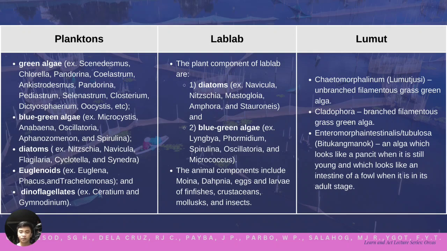For the lumot, we have three kinds: the Chaetomorpha linum, the unbranched filamentous grass-green algae; Cladophora, the branched filamentous grass-green algae; and Enteromorpha intestinalis tubulosa, or what we call bitukang manok. This is an alga which looks like a pancit when it is still young and which looks like an intestine of a fowl in its adult stage.